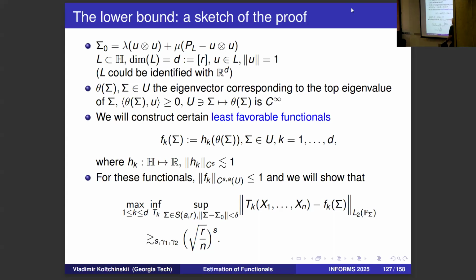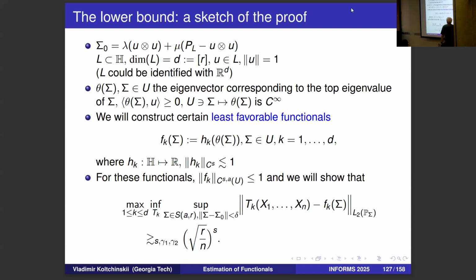Since it's not a multiple eigenvalue but a simple eigenvalue, we will always agree to choose the sign of theta of sigma, this top eigenvector of sigma in the neighborhood, in such a way that the inner product with vector u, the top eigenvector of sigma naught, will be non-negative. If we do this, then this theta of sigma will depend smoothly on sigma in the neighborhood. It will be a smooth function of sigma.